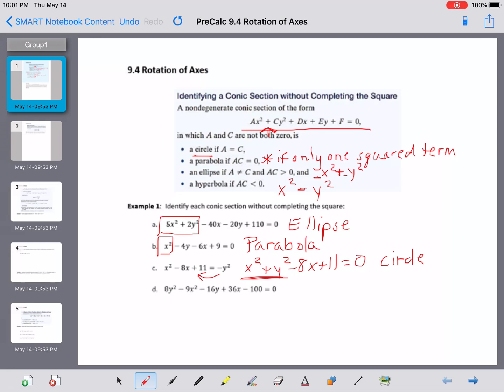And finally on the last one, I find my x squared and my y squared. They're side by side. There is a minus between them. As long as there's a minus, this will always be a hyperbola. Okay, and that is the easy part of our lesson today.